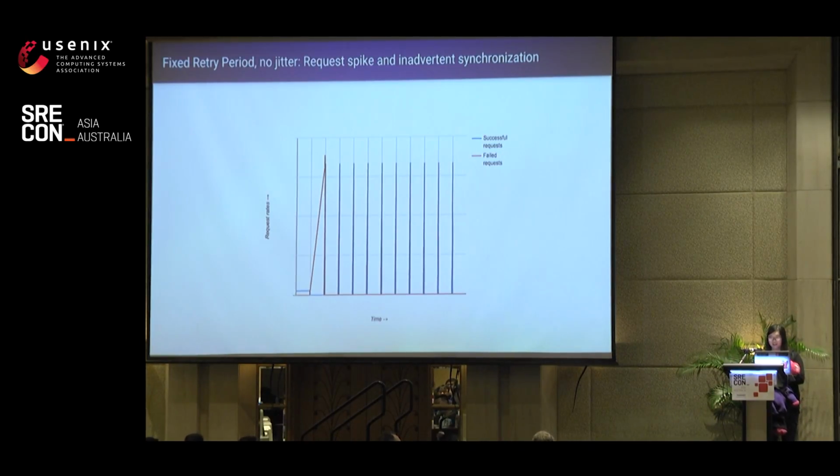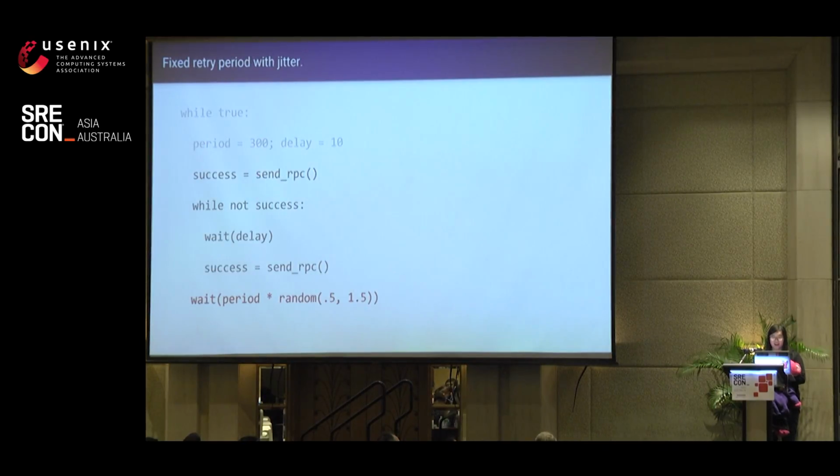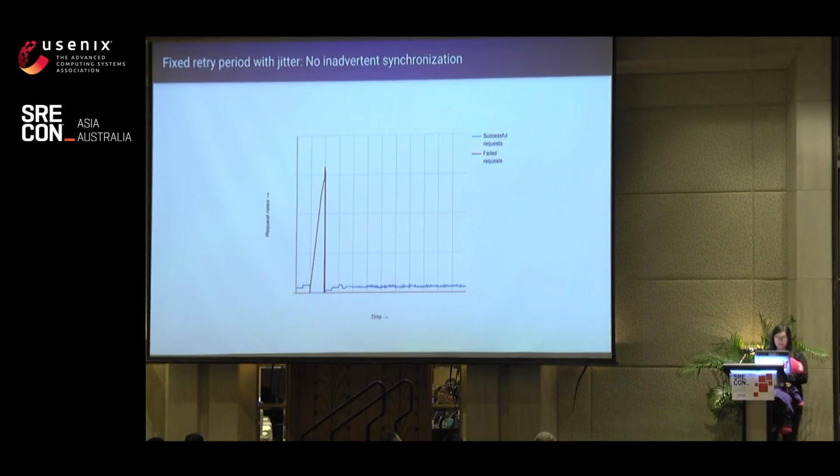So what should we do here? We need jitter. We add jitter to the period once we finish retrying, and then add more jitter as we introduced earlier on. And this is how the graph will look. We still have the initial error spike when the server is having issues, but you can see that we no longer have the synchronization problem that we had in the previous slides.